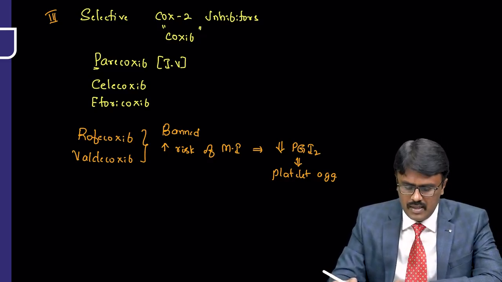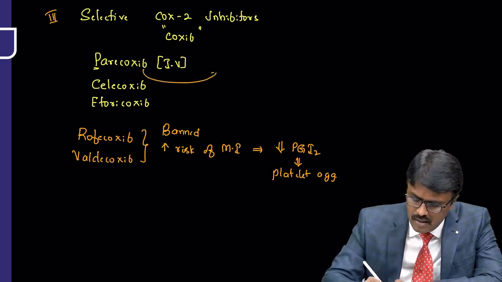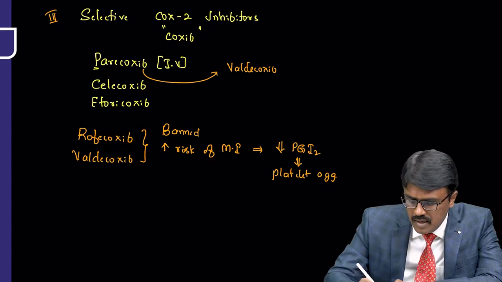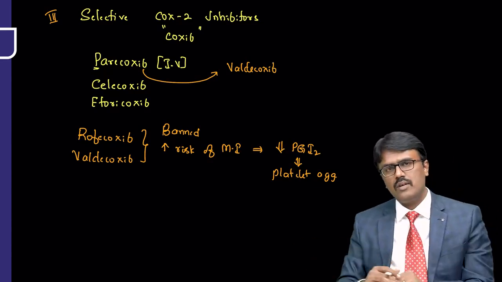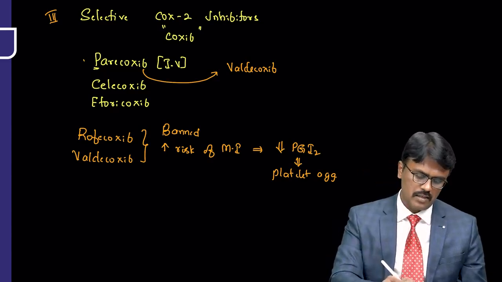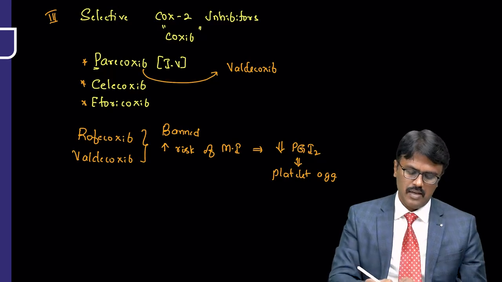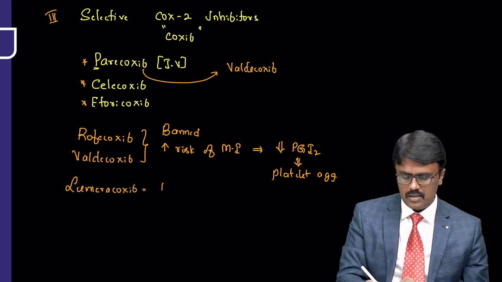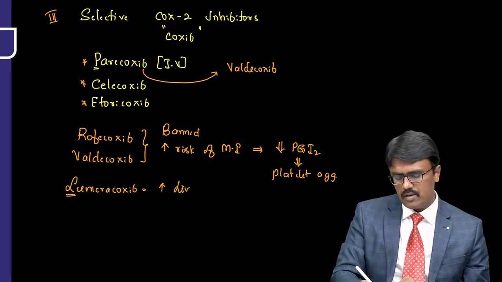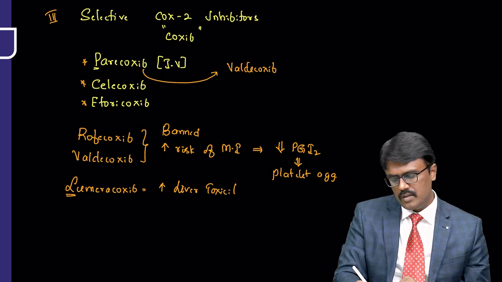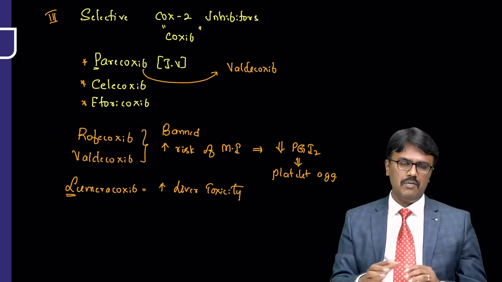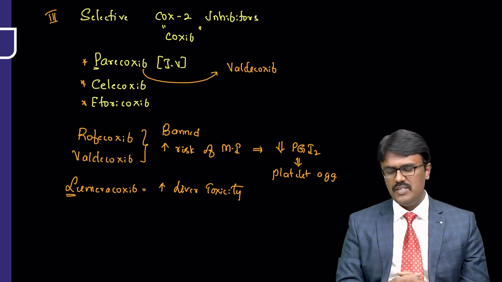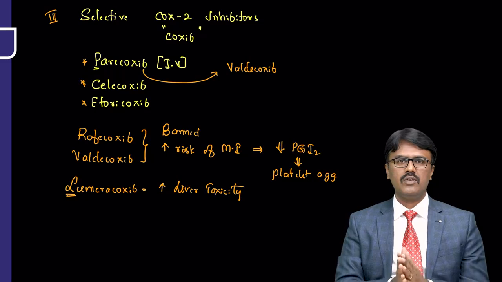So these are banned. Now parecoxib is a prodrug, and after metabolism it will give rise to valdecoxib. But valdecoxib as a separate drug is not used. It has been banned. So only 3 drugs are used: parecoxib, celecoxib, etoricoxib. And there was one more drug called lumiracoxib, and that is also banned because of liver toxicity. Remember L for liver toxicity. So these are selective COX-2 inhibitors. We were happy that we got COX-2 inhibitors with lesser chance of gastritis, but you see the risk of MI with this. So that is about the NSAIDs.